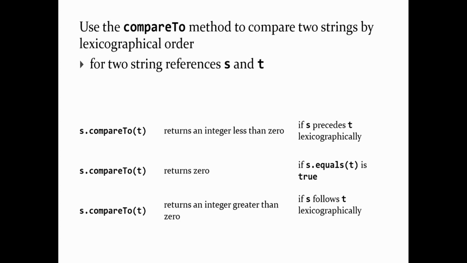If you want to do the similar thing in Java, you have to use a method called compareTo. The compareTo method will compare 2 strings by lexicographical order. Lexicographical just means dictionary order. So for 2 strings s and t, if you write s dot compareTo t, then the answer that comes back is an integer value. It's a negative value if s comes before t. It's a positive value if s comes after t. And it's the value 0 if they're exactly equal.